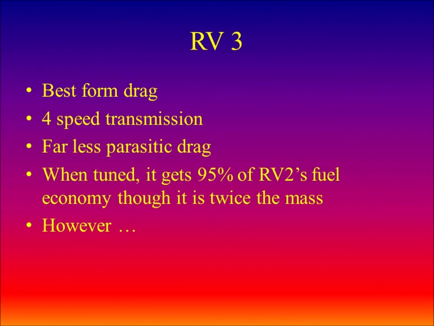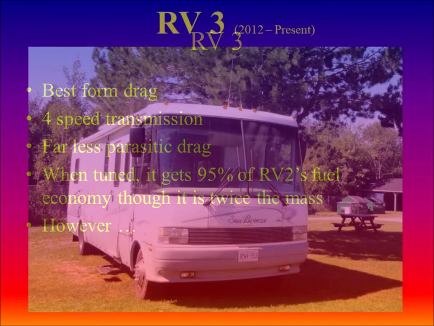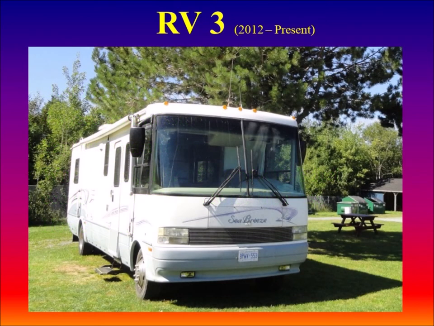In 2012, we purchased the current RV that we have today. It clearly has the best form drag. It has a higher speed transmission and far less parasitic drag. And when it's tuned, it gets almost 95% of the second RV's gas mileage, even though it has twice the mass. However, it is quite interesting to see the results of this particular experiment.